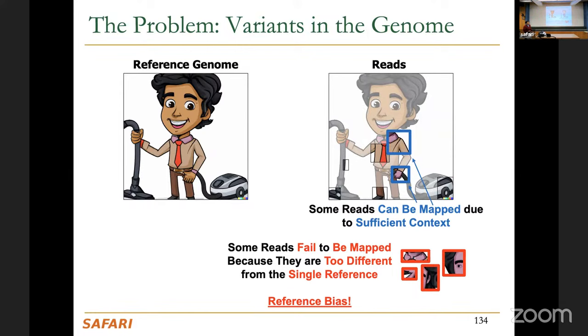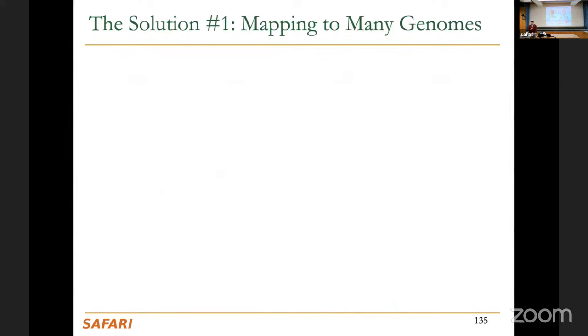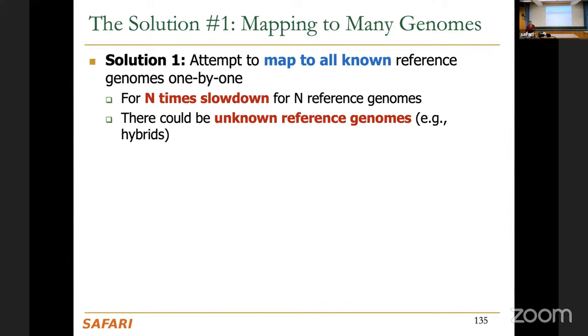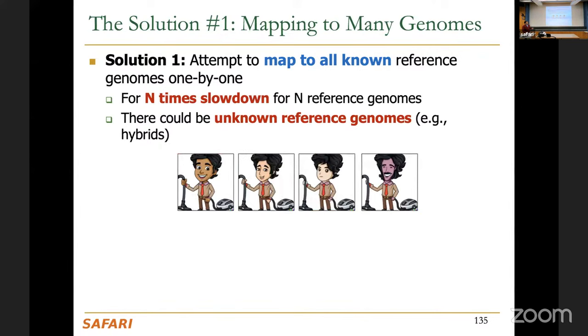We're just looking at a single reference genome and then trying to perform approximate string matching against it. But maybe this part still contains very useful information, but we failed to map it because we were looking at the single reference genome and our algorithms couldn't deal with that. And there are essentially two main solutions to deal with that. One solution is, of course, to generate many of these reference genomes and try to map our reads to each of them one by one.